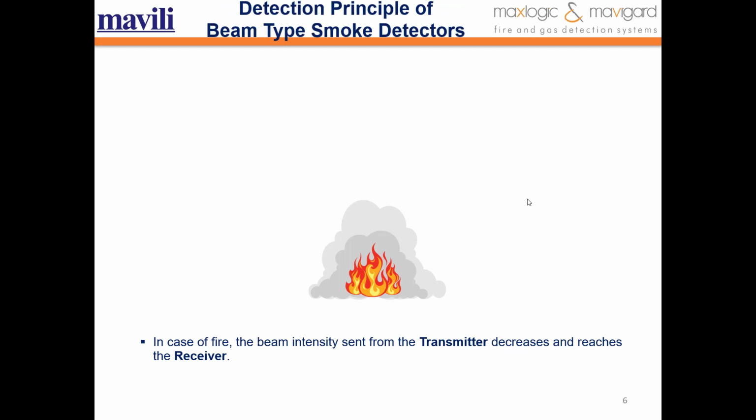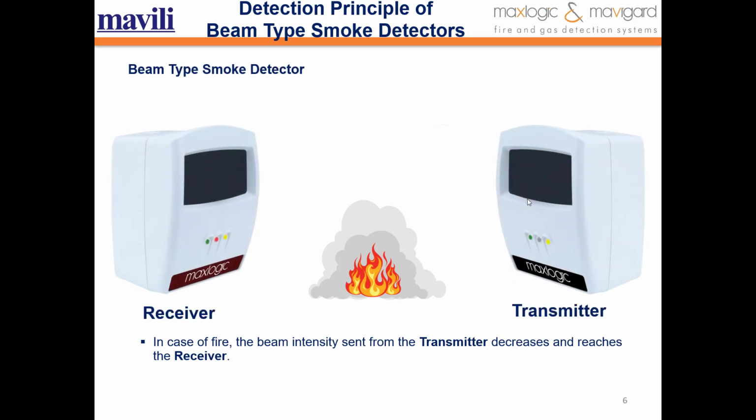Detection principle of beam type smoke detectors. Normally, the beam sent from the transmitter reaches the receiver completely. In case of fire, the beam intensity sent from the transmitter reaches the receiver by decreasing. If this decrease is less than or equal to the alarm level set by the user for 6 to 8 seconds, the detector will go into alarm.